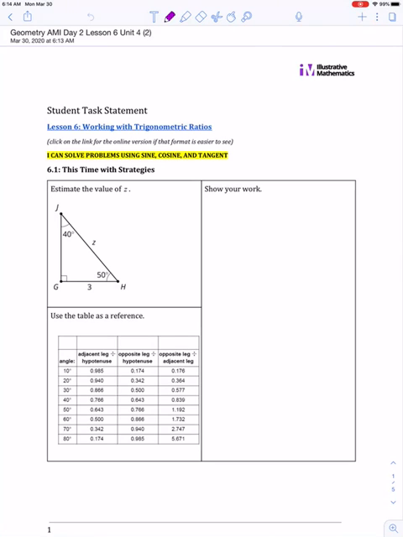Okay, I'm going to do a video on lesson 6 that we should have done before spring break, but again, if you did not, a big deal, but we got to make sure we get caught up.